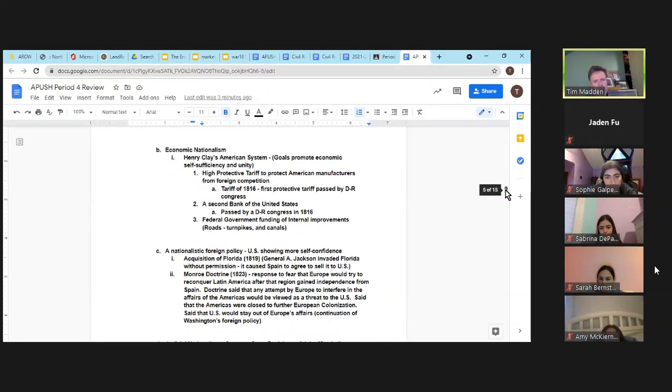You see the United States asserting much more confidence in foreign policy during the Era of Good Feelings, and you see this with the acquisition of Florida, where Jackson, a general, without permission launches an invasion of Florida. John Quincy Adams, who was the Secretary of State at that time, not president, sees that as an opportunity to push Spain into giving up Florida. And so Spain agreed to cede Florida to the United States.